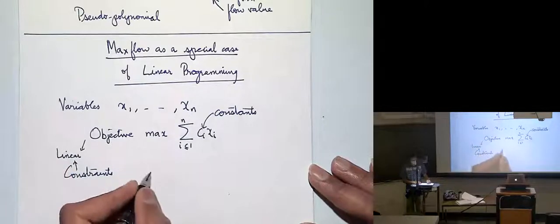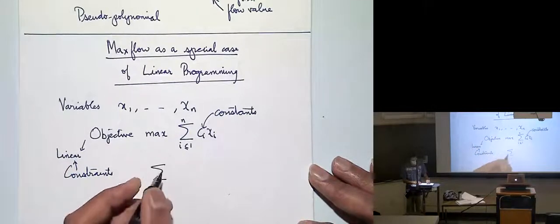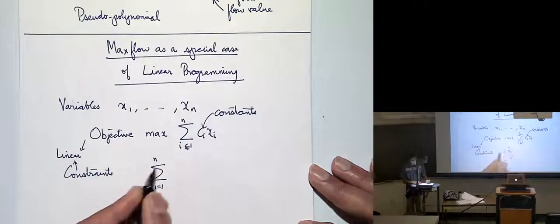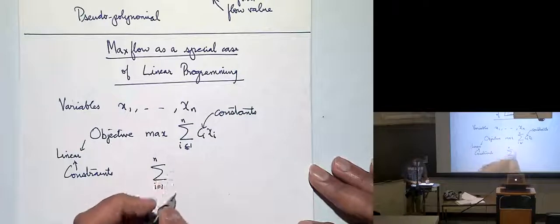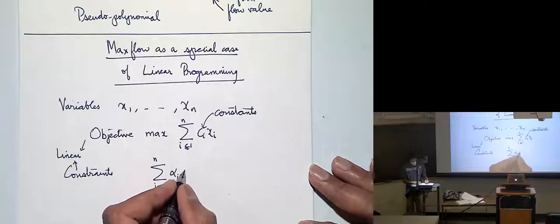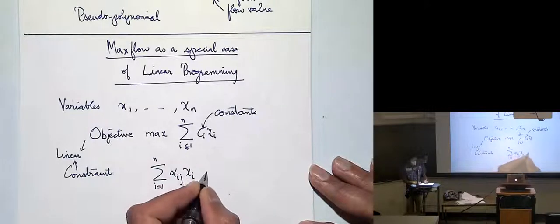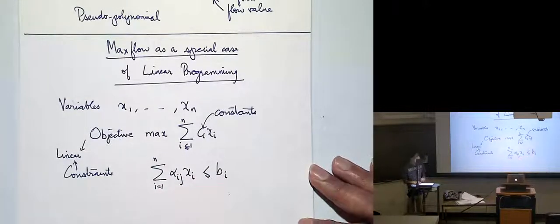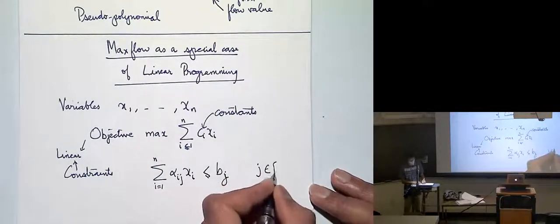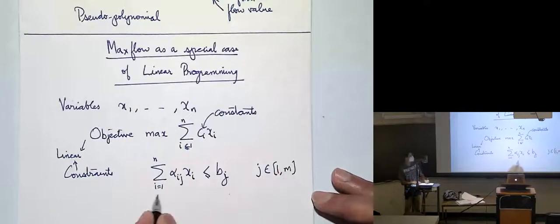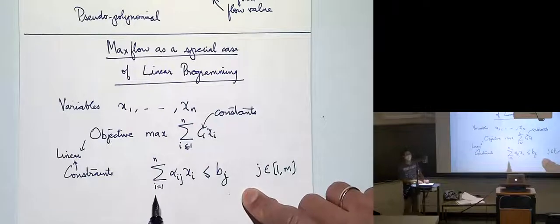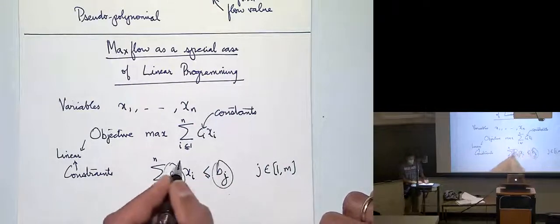So the constraints would be, something that says summation of i going from 1 to n of, I'll call it alpha ij xi is at most bj. So for j going from 1 to m. So think of there being m constraints. For each j, I have a different constraint, and these are all constants.